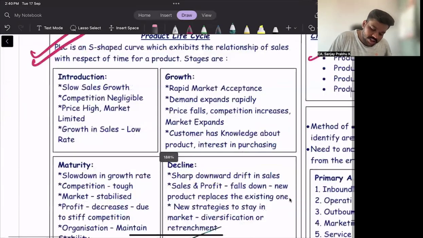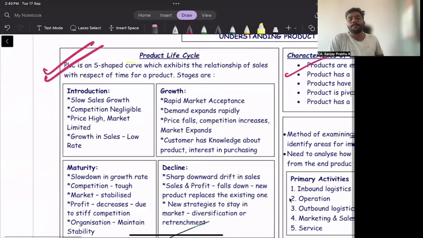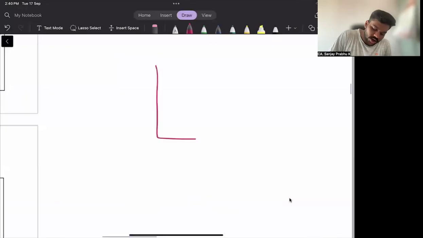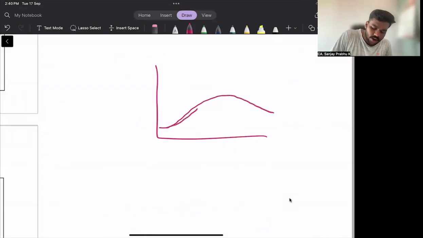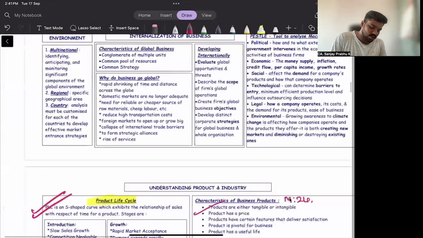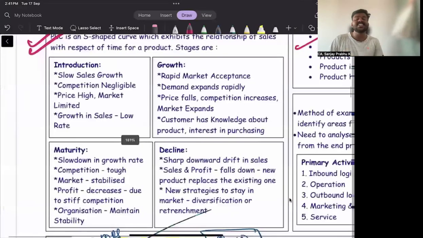Now we are going to discuss product life cycle. We all know what is product life cycle. We have studied, even drawn a chart and all, right? Initially, introduction stage, growing stage, maturity stage, decline stage. Every product goes through 4 stages: introduction stage, growing stage, maturity stage, now declining stage. So this is called product life cycle. Now we have to understand what happens at each stage.